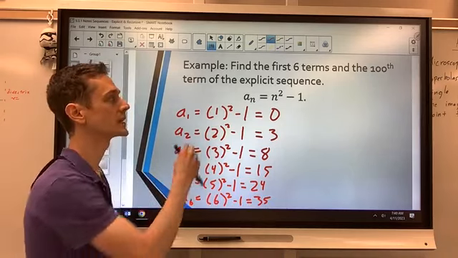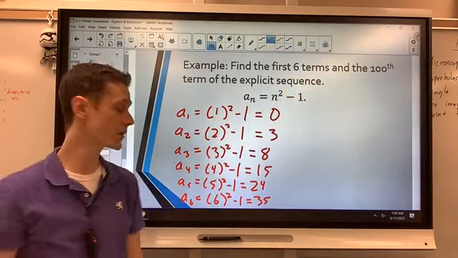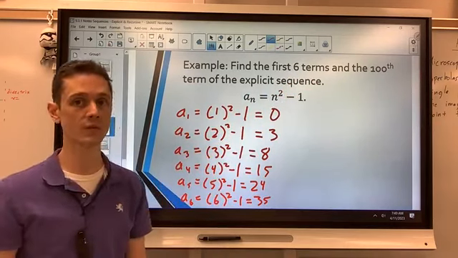Now, as I mentioned, the nice thing about an explicit sequence is you don't have to find all the terms leading up to the 100th term, for example. So I don't have to keep doing this to find the 7th, the 8th, the 9th. That would take a very long time if so.